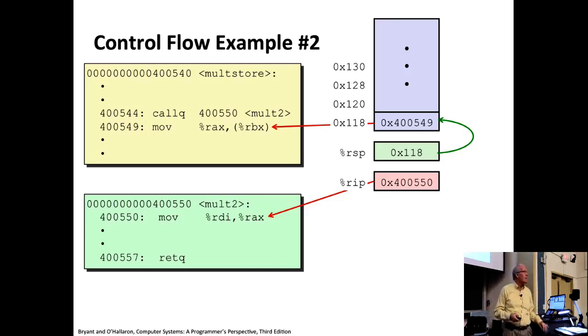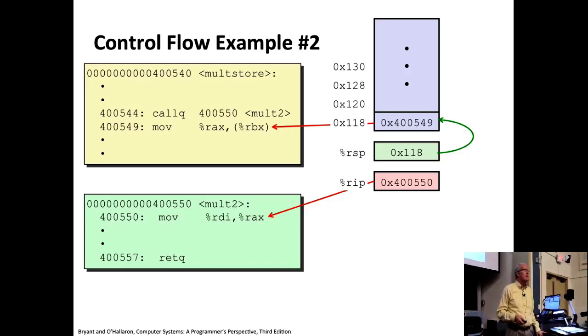Question. Is there any way of affecting the program counter without using call or return? I don't think so. If so, it would be really obscure. No, I don't think so. Call and return are the only ways. There might be some weird system instructions that let you do that, but not anything you'd see in a normal program. Other questions? These are good questions.